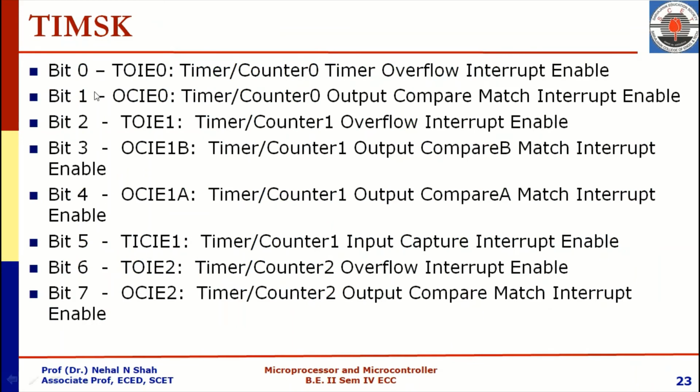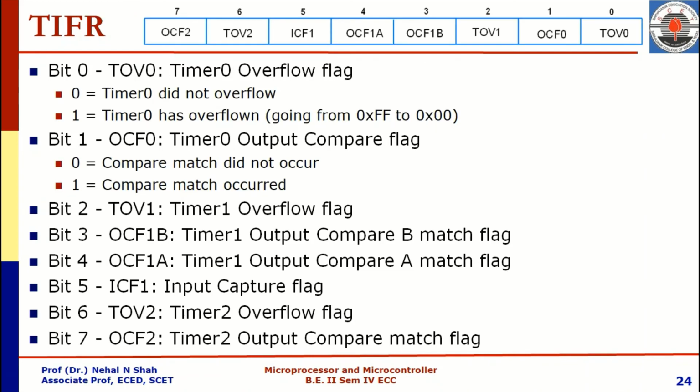In the TIMSK register, the timer overflow interrupt can be enabled or disabled, as well as, by using bit 1, the output compare match interrupt can be enabled or disabled. If we set this bit, interrupts will be enabled. If we clear the bit, the interrupt will be disabled. If interrupts are enabled, then only these flags are of use, and based on them we can use our timer for generating various signals.